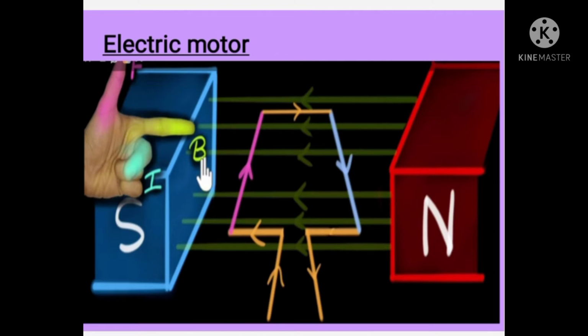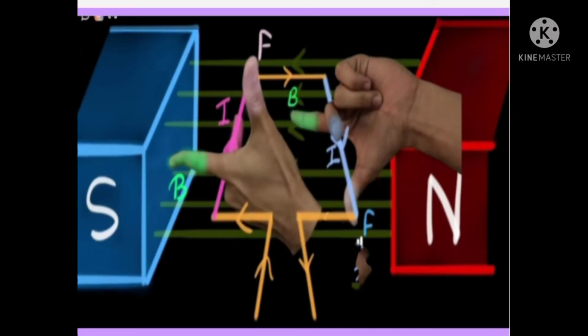An electric motor is a rotating device that converts electrical energy to mechanical energy. An electric motor consists of a rectangular coil that is placed between two poles of a magnetic field as shown in the figure. In this figure, the blue and pink sides are perpendicular to the magnetic field. That means they experience a maximum force, but the orange side is parallel, so there is no force. Then we apply Fleming's left hand rule.